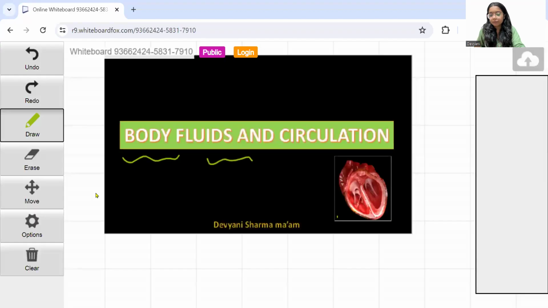We are going to start with our new chapter today, that is Body Fluids and Circulation from Class 11 NCERT. Now I'm just going to share my screen with you. Can you see it? I hope it's being shared now. As I already discussed, the chapter we are going to do is Body Fluids and Circulation.